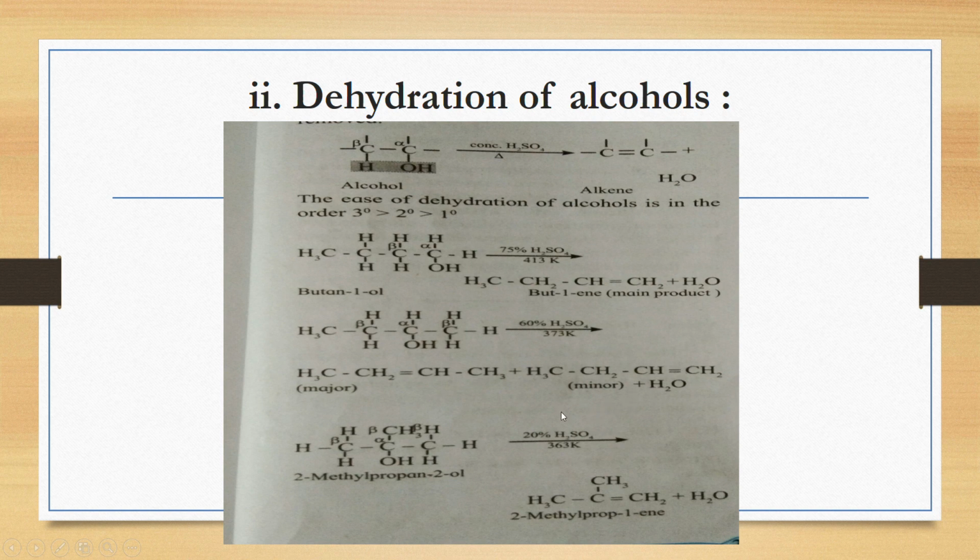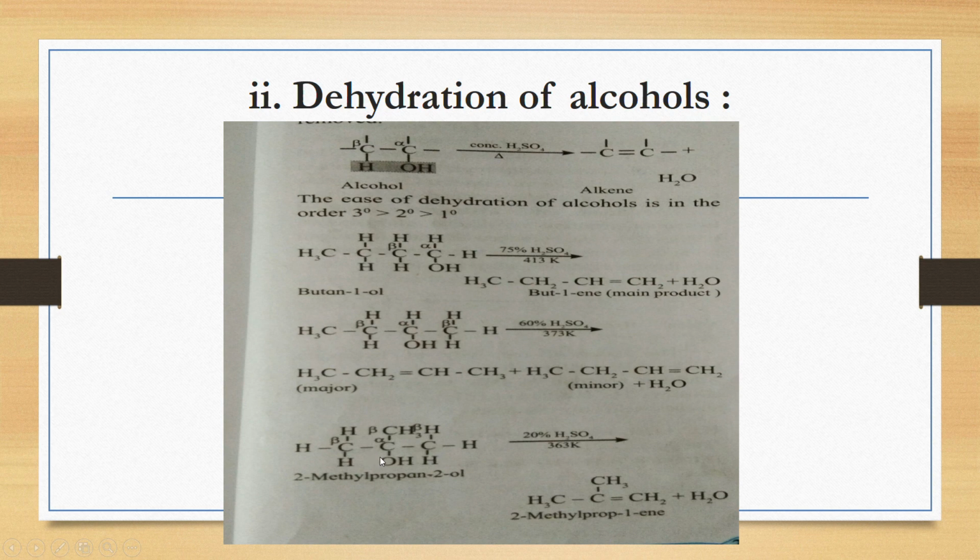Now take the example of a tertiary alcohol where the OH group is attached to a tertiary carbon. This is tertiary butyl alcohol. According to IUPAC nomenclature, it is 2-methylpropan-2-ol. See, the condition for dehydration is still decreased: 20% sulfuric acid at 363 Kelvin temperature. The reaction is carried out in the same manner.